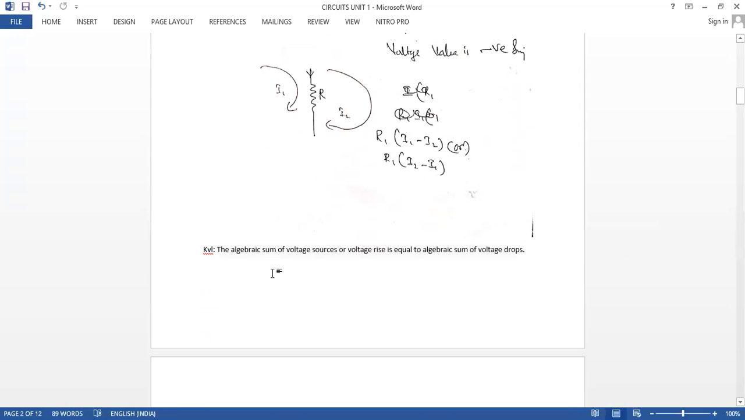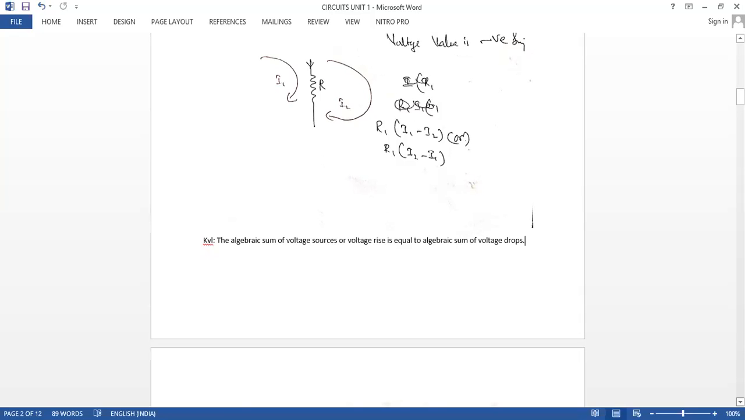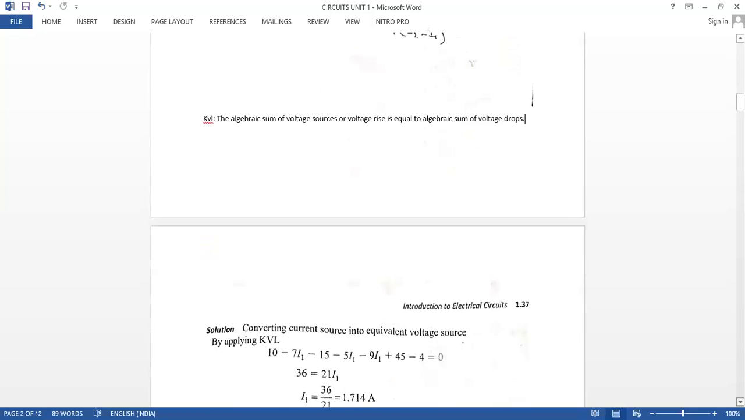Algebraic means plus or minus. We don't know whether the voltage source is plus or minus. It is done by comparison. Sum of voltage sources or voltage rise: all the voltage sources are written to the left hand side and all the drops are written to the right hand side. So you know the KVL statement. So I'm just moving to the circuit now.